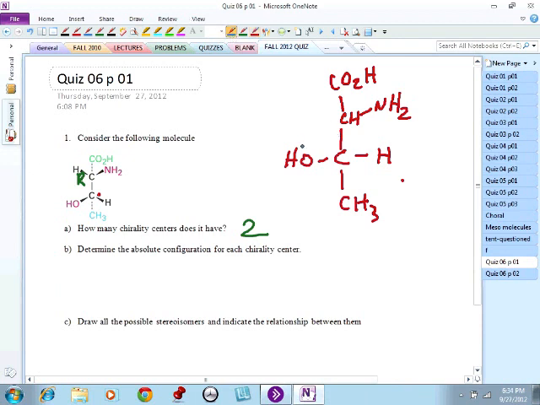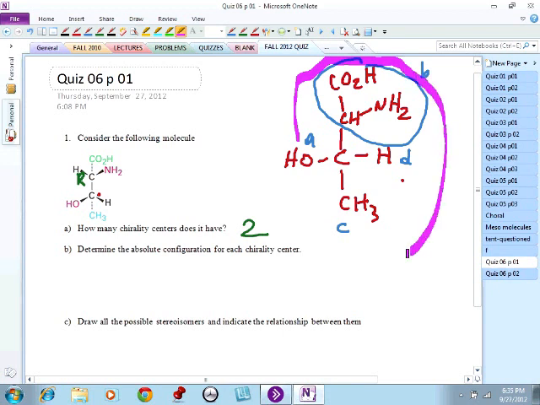Okay, so let us go ahead and make our priority. What is the priority here? This oxygen, right? What is B? Okay, this group is B. And of course, this is C, and this is D. Now we make our motion from A to B to C, and we ignore group D. And what is that motion? Clockwise, so it should be R, right? But the group of lowest priority is coming at you, so we have to change it. Okay, very good. So it's actually S. So therefore, this is S.